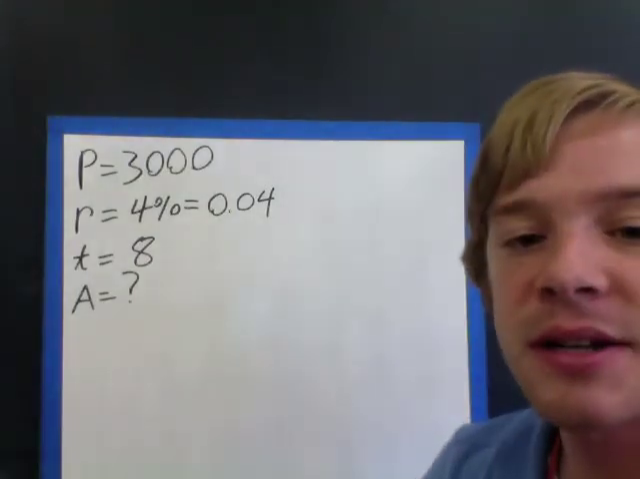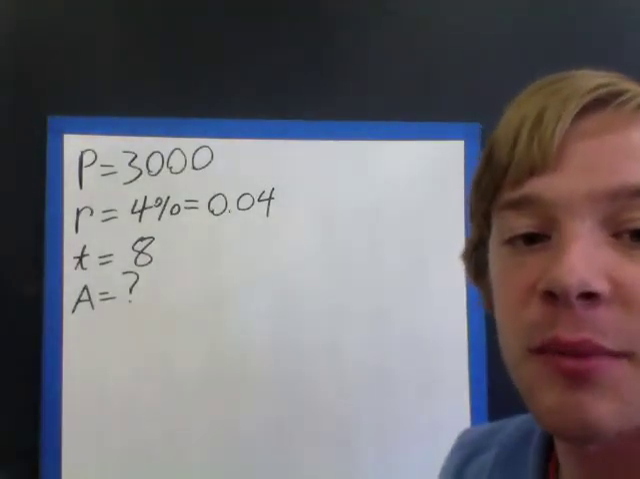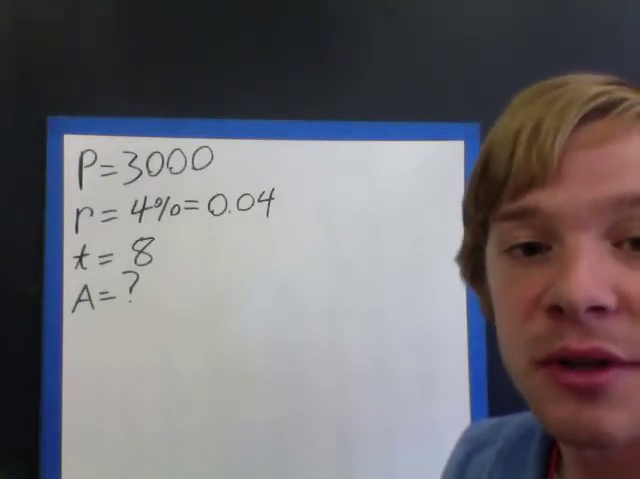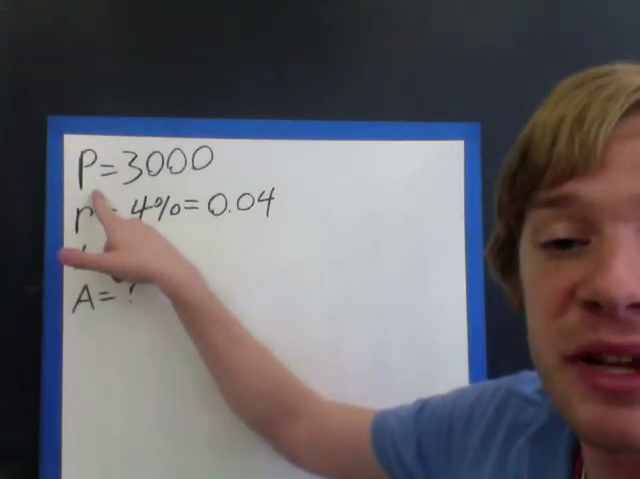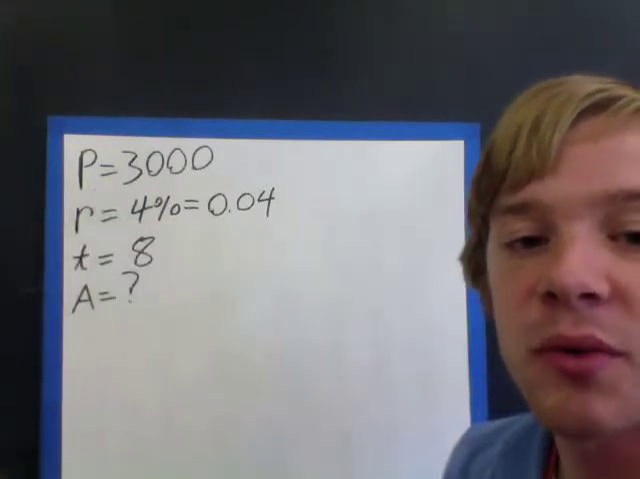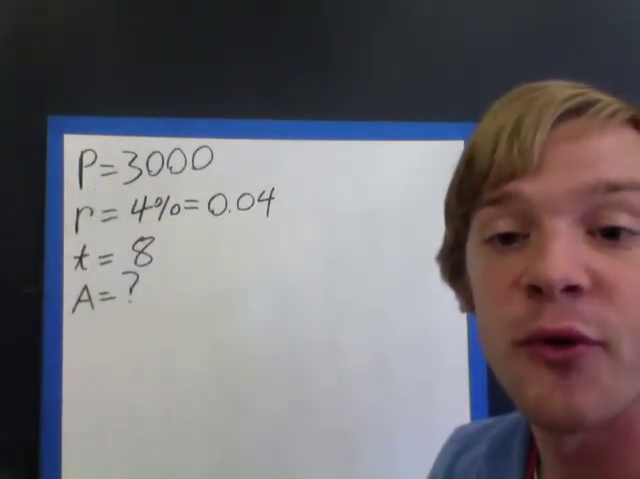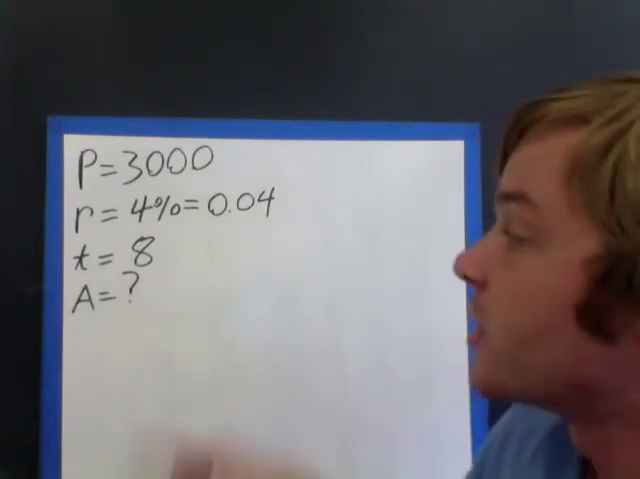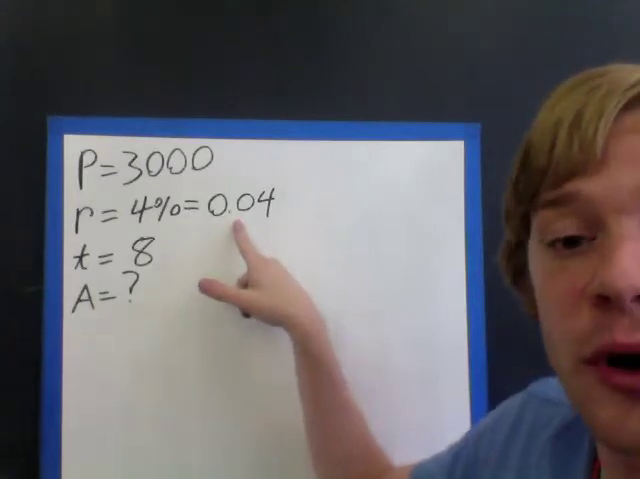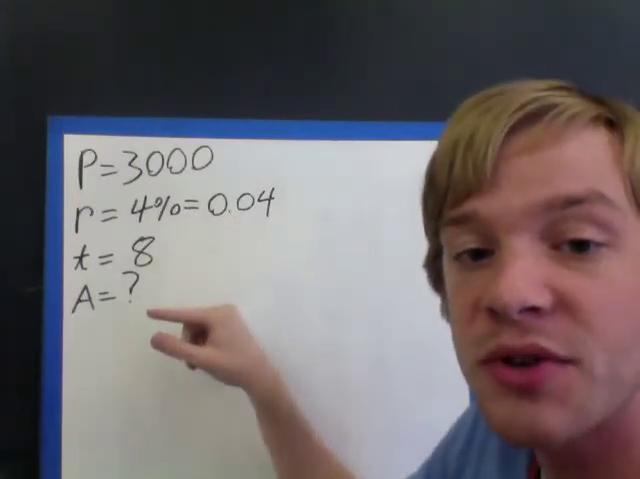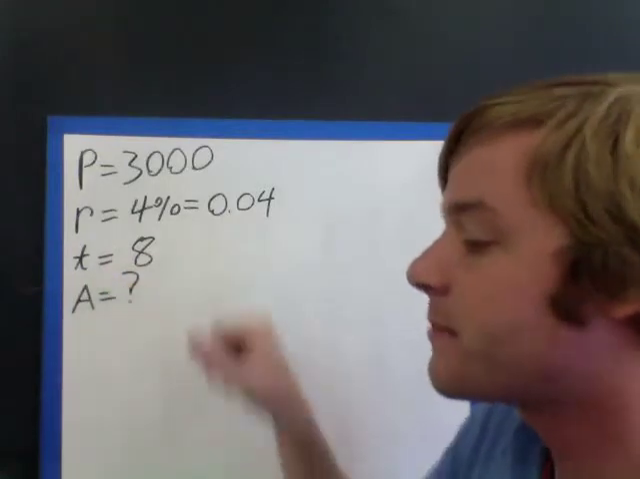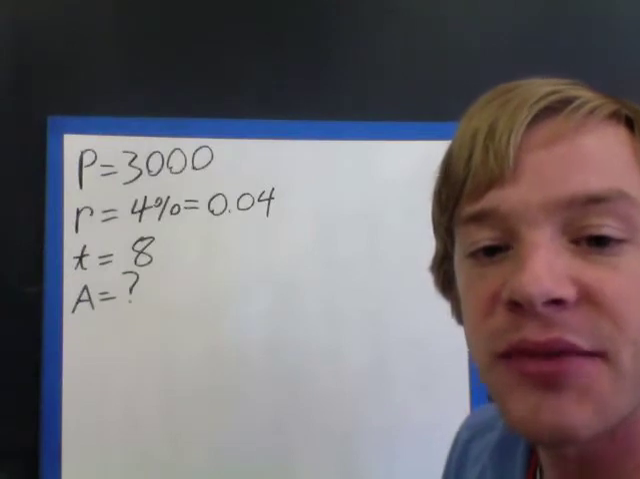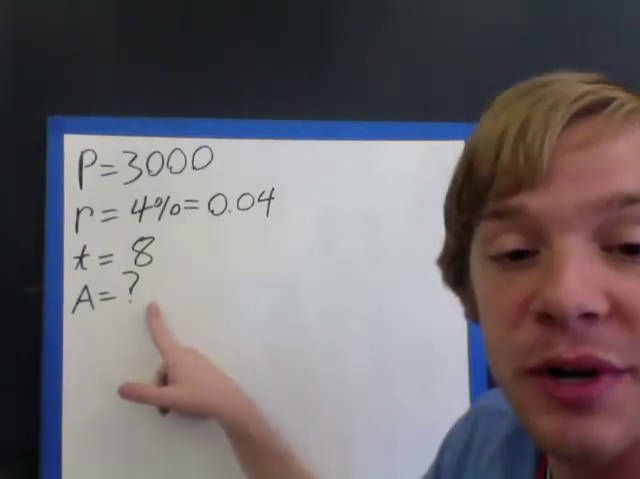So if we look at the information from this problem, we said we had $3,000 that we borrowed, and that's our P, that's our principal, that's the initial amount that we borrowed. We said we had a rate of 4%, so when we convert 4% to a decimal, we get 0.04. And we were also given our time is 8 months. So T equals 8, and we need to find the total amount that we're going to pay.